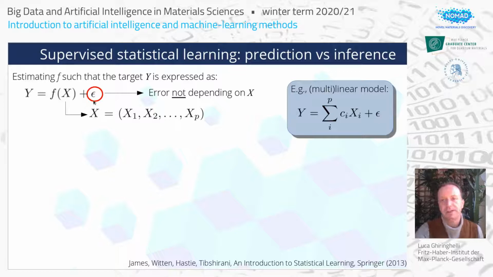So to fix the ideas, a possibility is a multilinear model, so just a linear combination of the features in order to yield the property. It will come back later, the linear model.